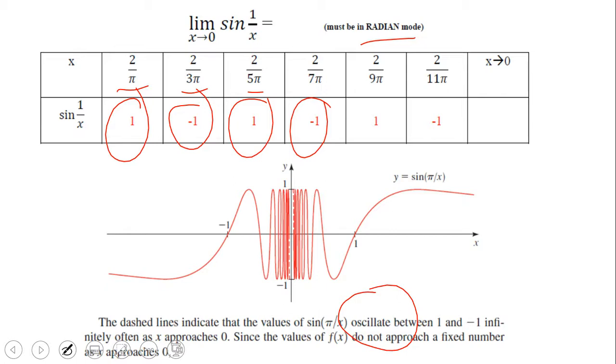So here's another example of a limit that does not exist. The reason why is because it's not approaching anything. It's jumping back and forth between +1 and -1. So the limit cannot exist if the numbers are jumping back and forth between each other.